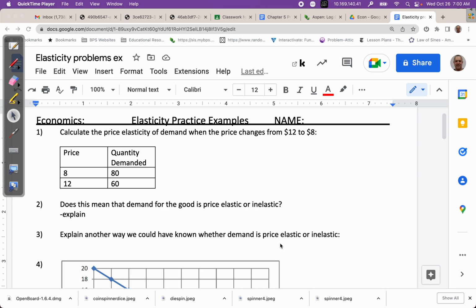Let's do some elasticity. We're going to calculate cross price elasticity of demand when the price changes from $12 to $8. Here's some math you're going to have to do for yourself. Quantity.